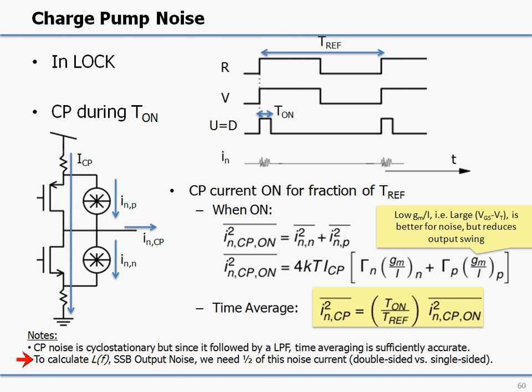Another detail to note is that this is a double-sided power spectral density. If you calculate the phase noise, very often you're working with single-sided power spectral density, so very often you'll find a factor of 1/2 that is needed somewhere.